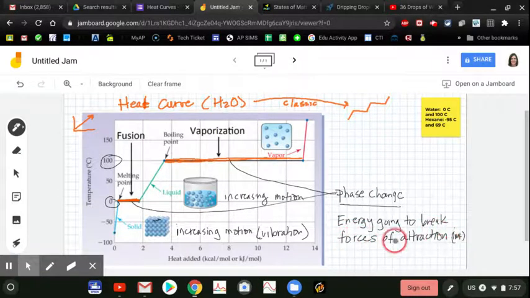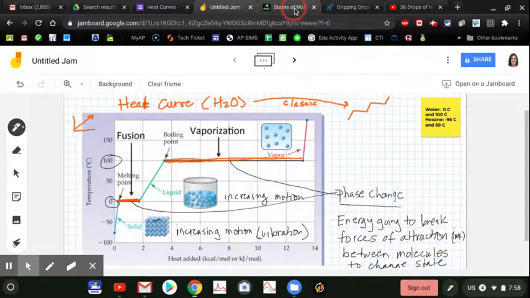But it's just to break these forces of attraction between molecules. And you need to break those forces of attraction so you can change states. So the energy is going to break the force of attraction between molecules to change the state of matter.